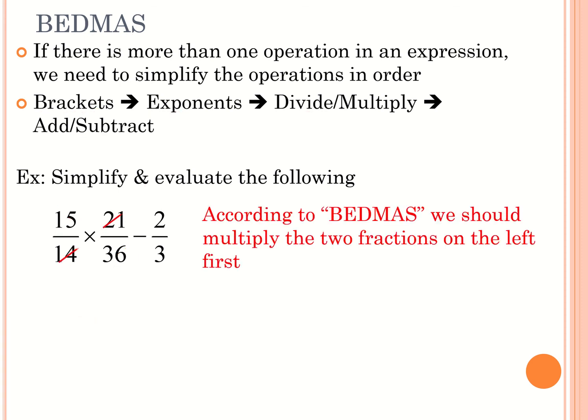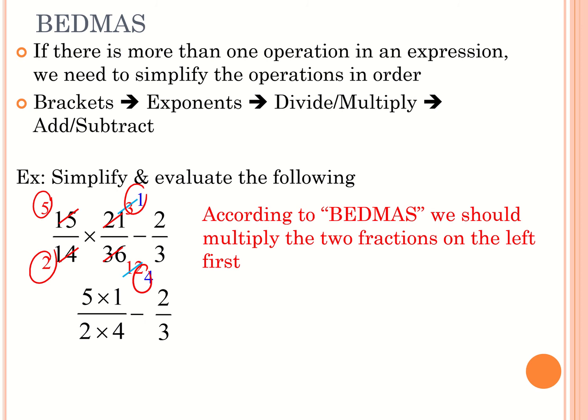I'll erase all this, so you can see the animation. Again, according to BEDMAS, you multiply the two fractions on the left first. So 2 and 3, the 15 and 36, so 5 and 12. And then the 3 and the 12, you cancel them out, you get 1 and 4. So now you have 5 and 1 on top, 2 and 4 on the bottom, so you get 5 times 1 over 2 times 4. And then you minus the 2/3, so this becomes 5 over 8 minus 2 over 3.